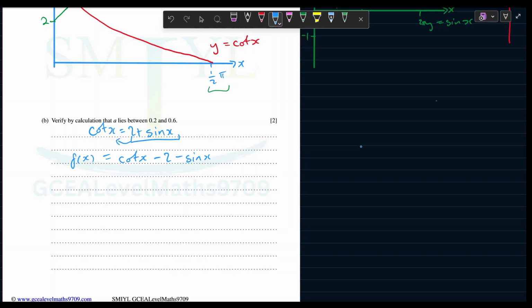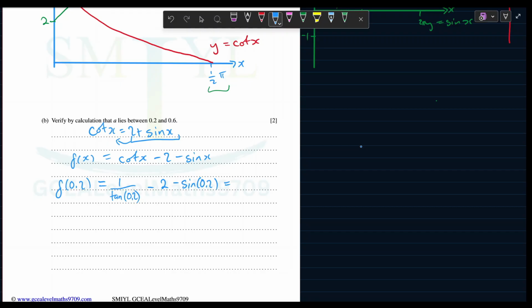And if A lies between 0.2 and 0.6, it means that when we evaluate f of 0.2 and f of 0.6, we're going to get a sign change. So we can start by evaluating f of 0.2. Remember that cot x is just 1/tan x. If you don't have cot on your calculator, you can use 1/tan. So that's minus 2 minus sine 0.2. Let's punch this into the calculator. Make sure you're in radians. That's 1/tan 0.2 minus 2 minus sine 0.2.